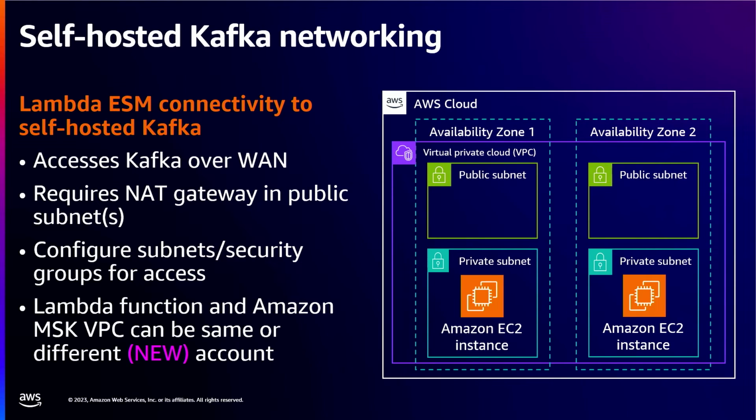So looking initially at the self-hosted Kafka networking, it's similar. Actually, it works like a Lambda function. By default, the event source mapping has access to the WAN, but isn't configured for access within a VPC. And then you can configure specific subnets and security groups to access a Kafka cluster. So the ESM can access clusters that are reachable from a VPC in the same, or actually a different, account that contains a Lambda function.